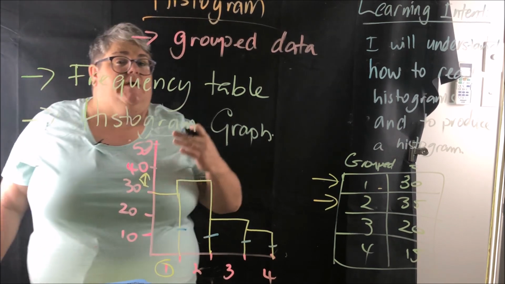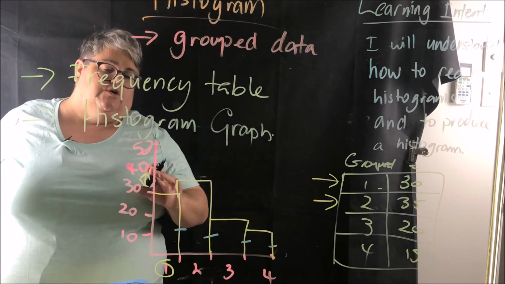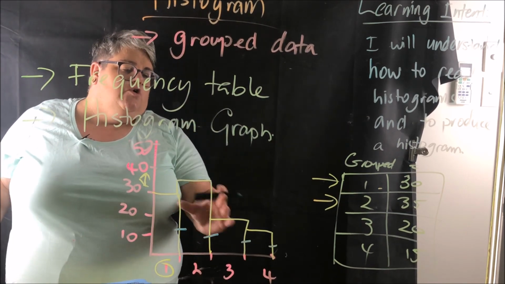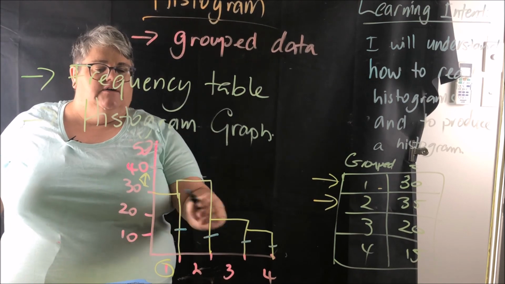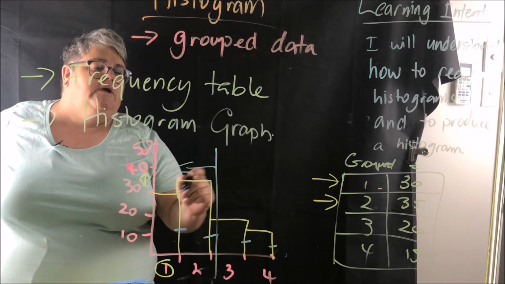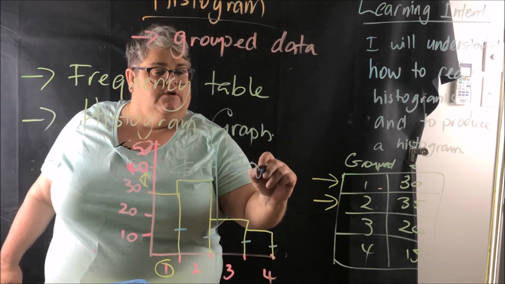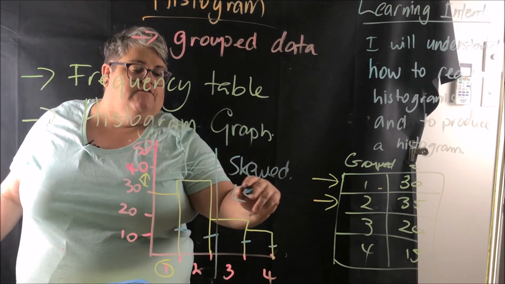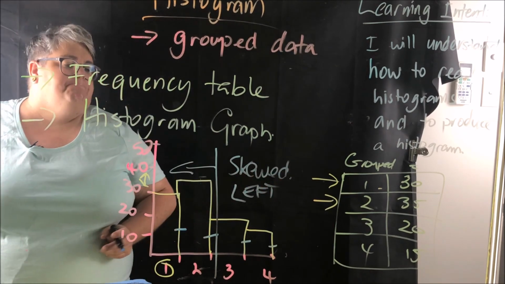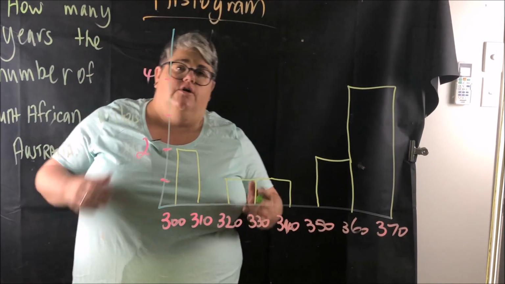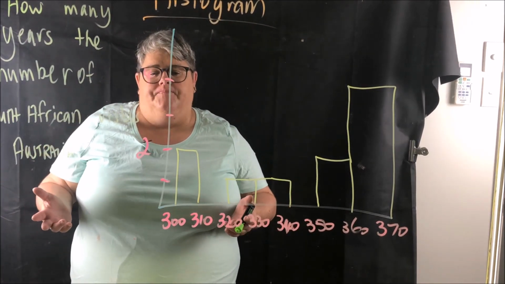Now, remember when we were talking about symmetrical and skewed? This is not symmetrical because we can see most of our data is sitting over this side. So we would say that this was skewed, and it's particularly skewed to the left. Easy.